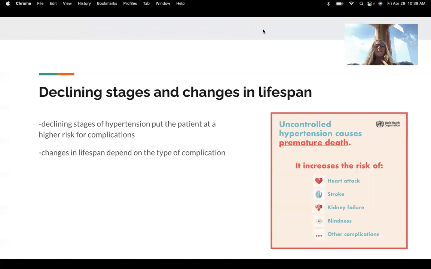Declining stages and changes in lifespan. The declining stages of hypertension put the patient at a higher risk for cardiovascular complications. Changes in lifespan depend on the type of complication, but uncontrolled hypertension is very scary because it can cause premature death if it's not monitored.